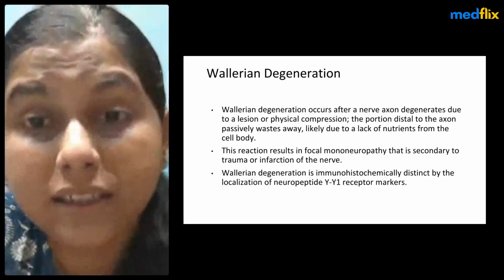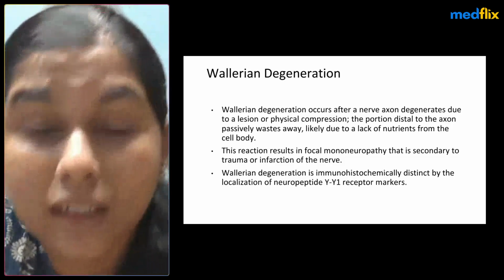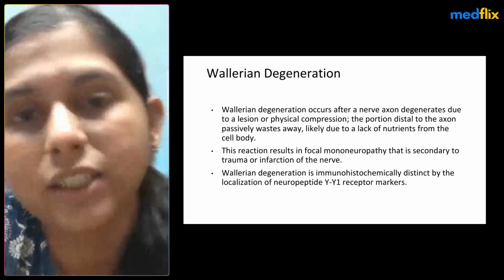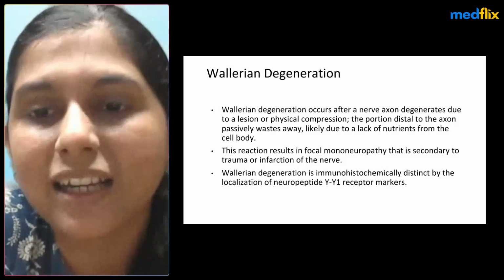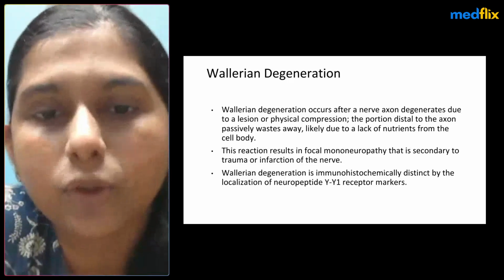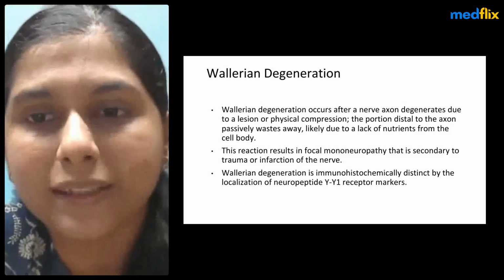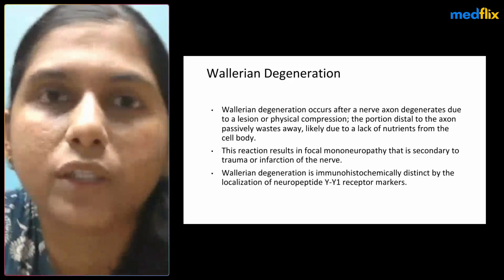Now, Wallerian degeneration occurs after a nerve axon degenerates due to a lesion or physical compression. The portion distal to the lesion will progressively, passively waste away, and this is likely due to lack of nutrients from the cell body. This reaction results in focal mononeuropathy, which can be secondary to trauma or secondary to infarction of the nerve.